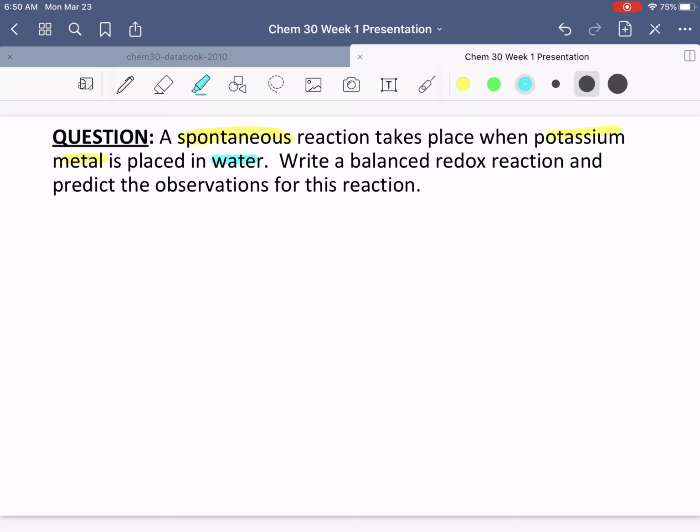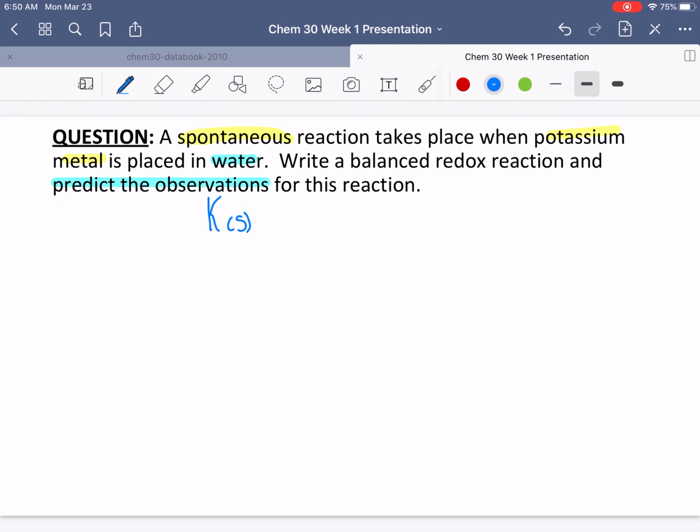The balanced redox reaction, okay, same thing as the net ionic equation, and here's that extra step. Predict the observations this time. Same thing. You're given a scenario, you need to write out all the different entities that are present. This one's a little bit easier in that regard.